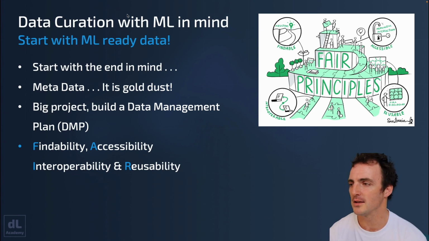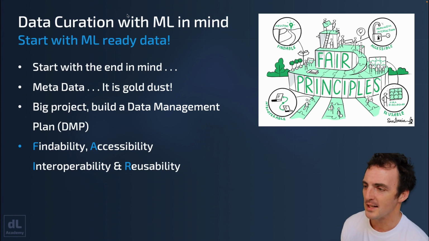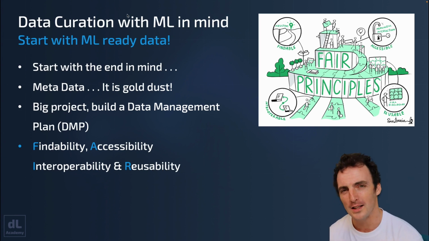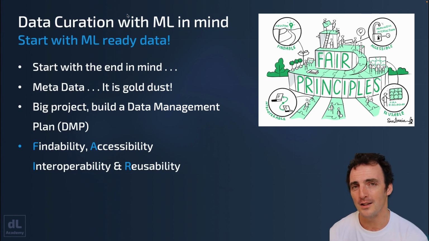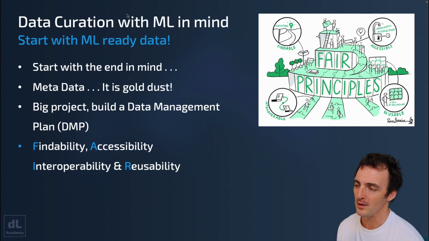Sort of classic saying, start with the end in mind, start with machine learning ready data, and it will save you a lot of hassle. So one thing I always say is don't throw away data. If you have metadata around your data, so where was this data collected? How was it collected? Who collected it, for example, then include that in your data set. Don't just have the values.